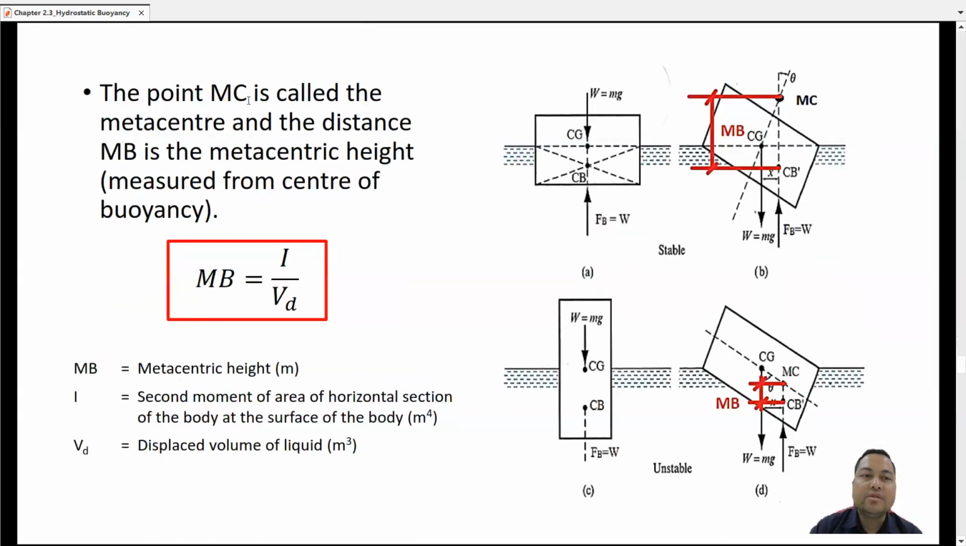The point MC is called the metacenter, and the distance MB is the metacentric height. It is measured from the center of buoyancy to the metacenter. So MB is the distance from the center of buoyancy to the metacenter. And we can obtain the value of MB by using this equation, I over VD. So I here is the second moment of area of horizontal sections of the body at the surface of the body, and Vd is the displaced volume of liquid in meter cube.